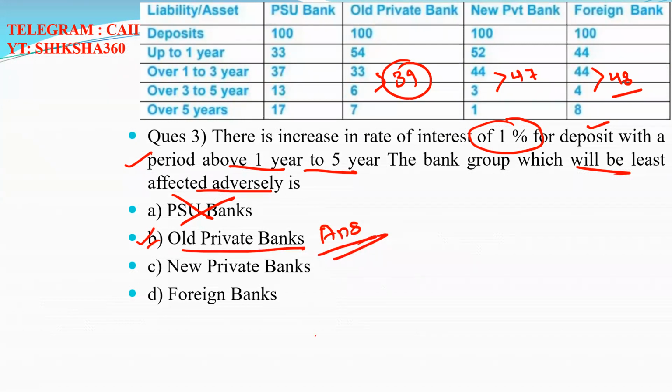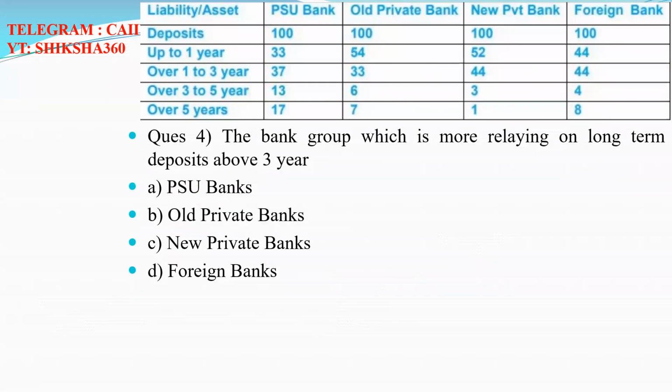Now move to the last question of this case study. The bank group which is more relying on the long-term deposits, that is above 3 years. So we will consider both. Here 30%, here 11%, here 4%, here 12%. Which bank is more relying on long-term deposits above 3 years? First one is the PSU banks.